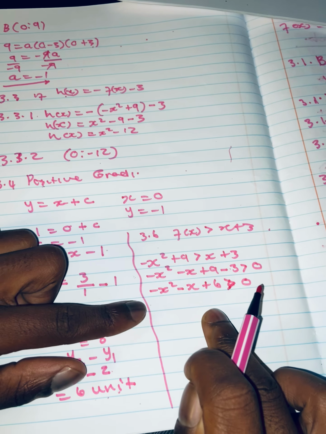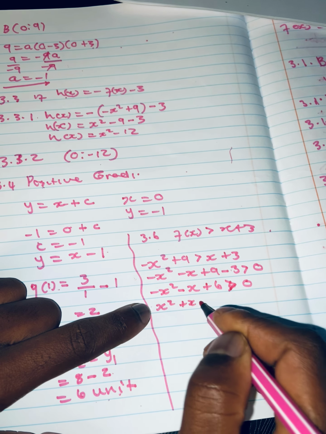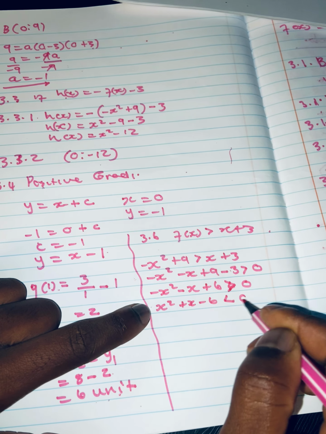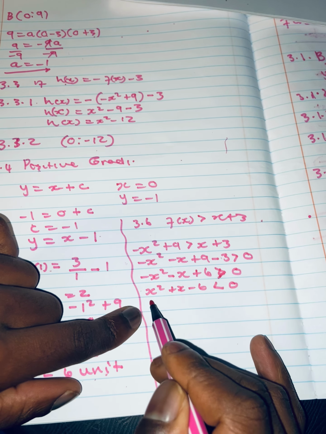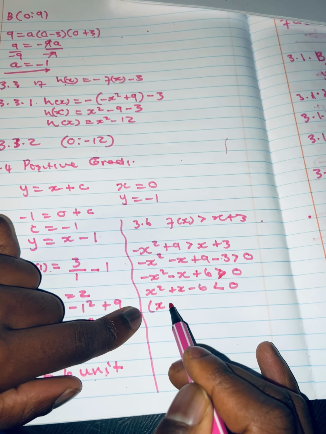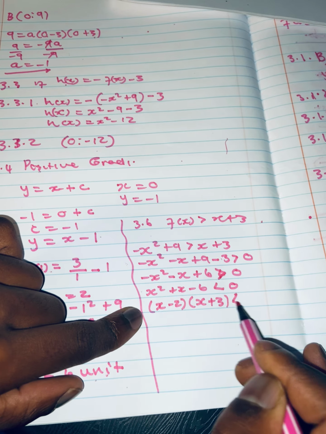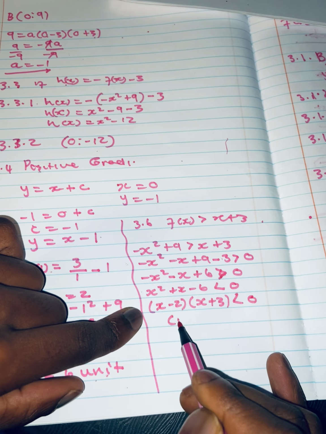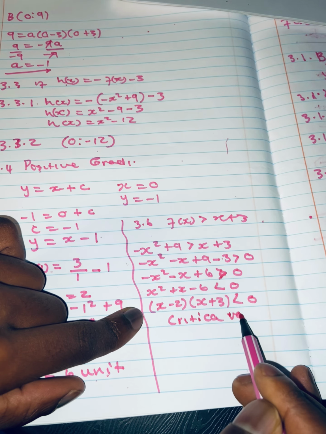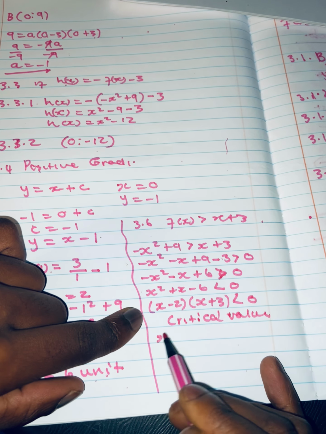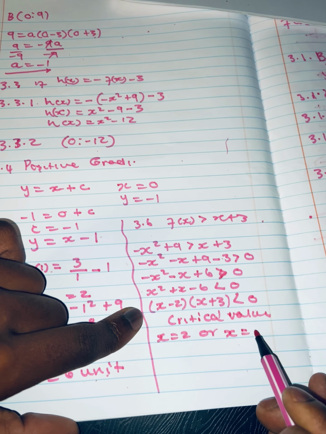So now when we divide by a negative, the sign will change. It's going to be x squared plus x minus 6, and the sign will be less than 0. From then we need to factorize. As we are factorizing, guys, we are going to have (x minus 2)(x plus 3) is less than 0. Now we write down the critical values. The critical values for this question are x equals 2 or x equals negative 3.